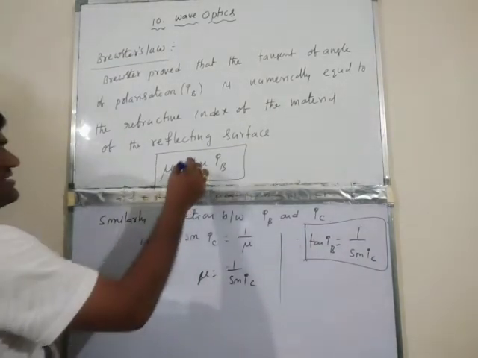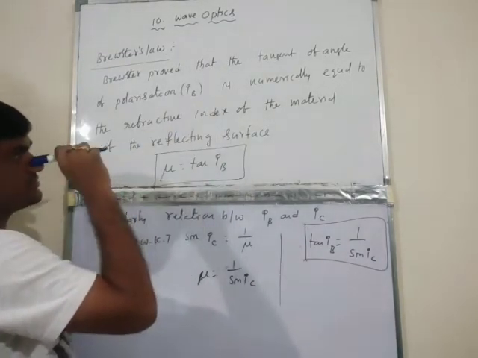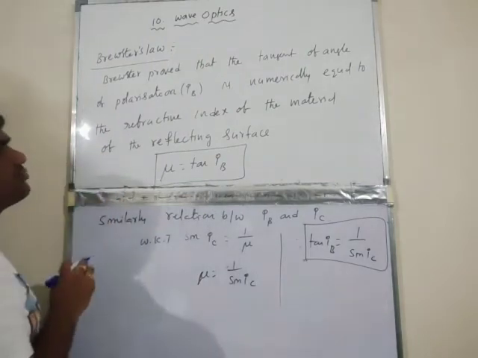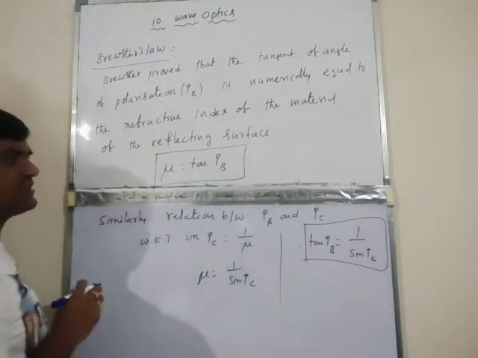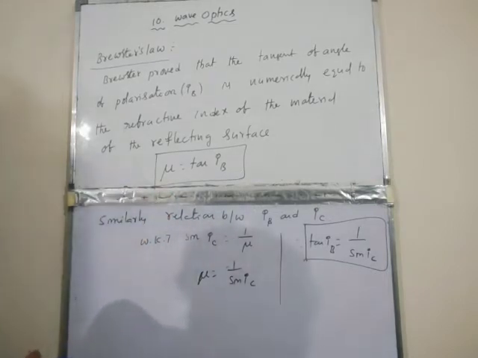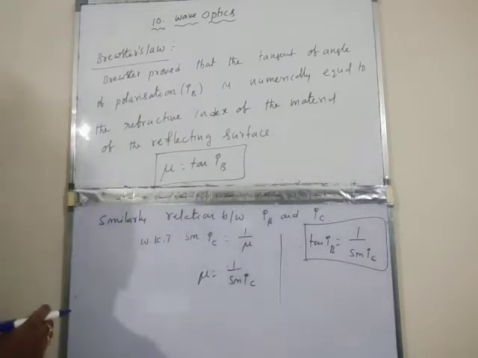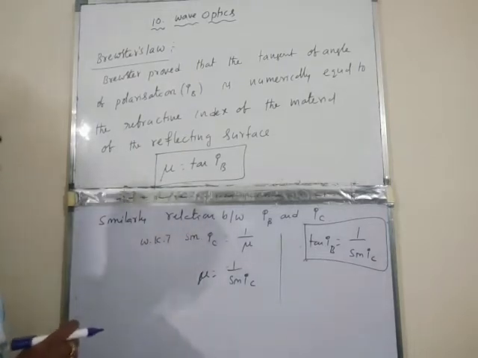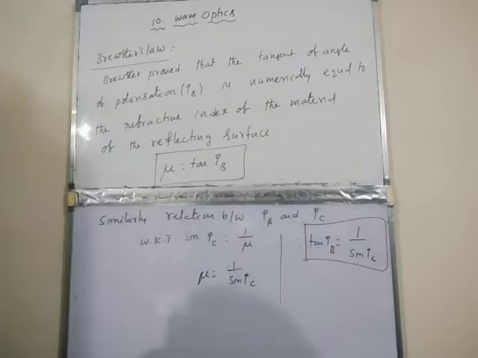So the tangent of the angle of polarization is equal to the refractive index of the given material medium, the material of the reflecting surface.